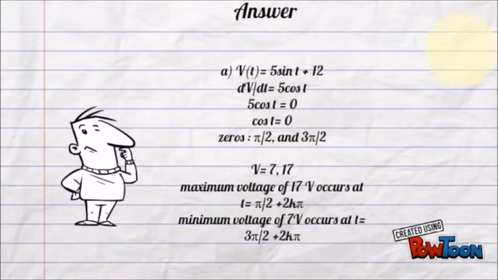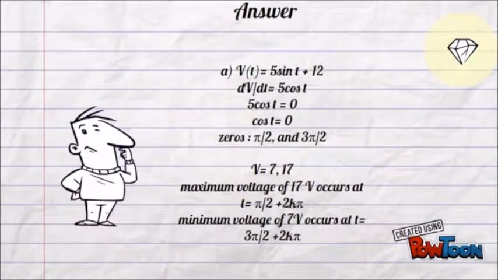The answer can be found when V(t) is differentiated, which results in 5 cos t. Equate 5 cos t with 0 and find the t value. t happens to be pi over 2 and 3 pi over 2. To determine whether these are maximum or minimum points, substitute pi over 2 and 3 pi over 2 into V(t). Then the results are when t equals pi over 2, the answer is 17. And when t equals 3 pi over 2, the answer is 7.